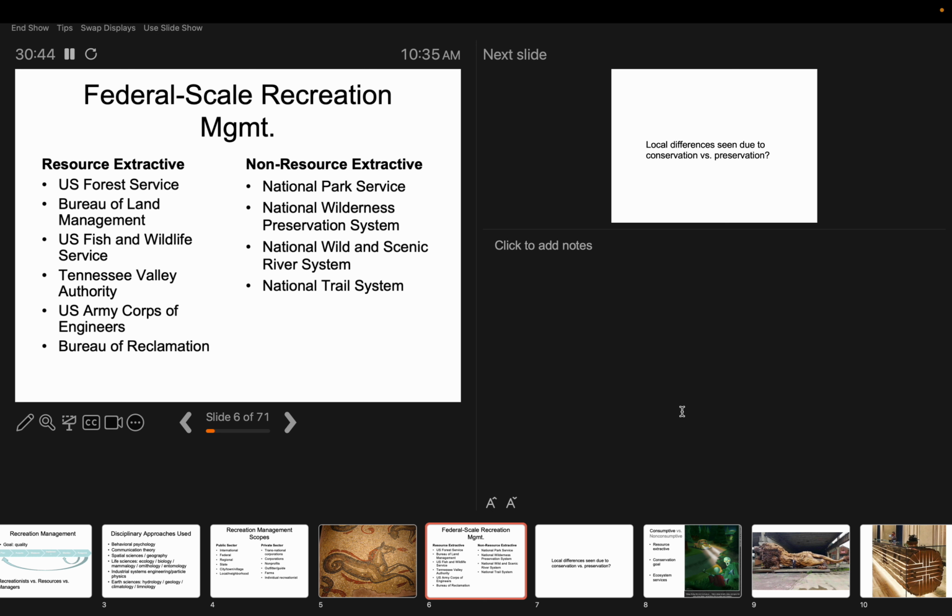And then there are non-resource extractive agencies and organizations that map onto preservation, where we're trying to run those ecosystems as they are, or as they could be, helping them, managing them to realize their maximum natural or pre-disturbance potential and integrity and structure and function and species composition, all that stuff. Okay.